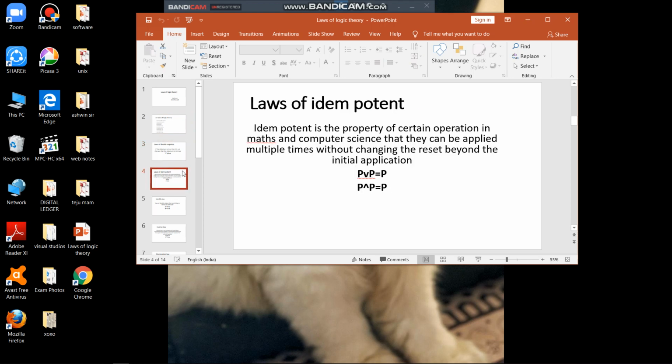And the law of idempotent. Idempotent is a property of certain operations in maths and computer science, that they can be applied multiple times without changing the result beyond the initial application, whereas P or P is equivalent to P, and P and P is also equivalent to P itself.